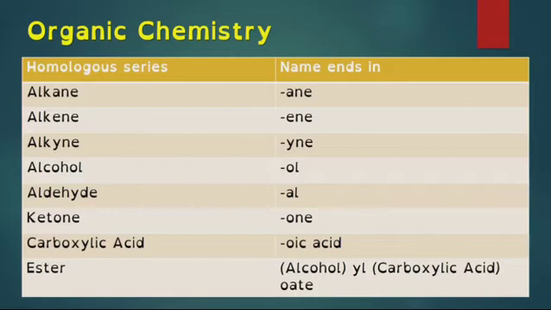Alcohol, same story. An alcohol ends in -ol. Now, aldehydes are a bit weird. Aldehydes, instead of using the end of the name, we use the beginning. So for aldehydes, names end in -al. Ketones, again, follow the old recipe. We add the end of the homologous series name, -one. And carboxylic acids is -oic acid.